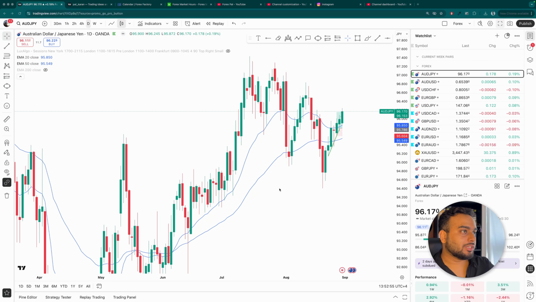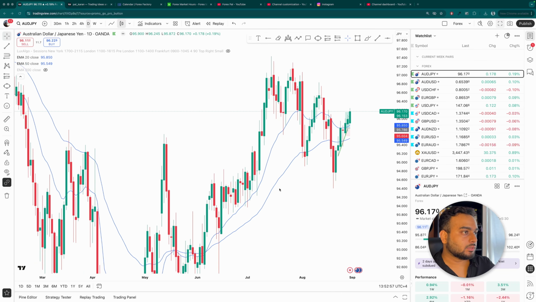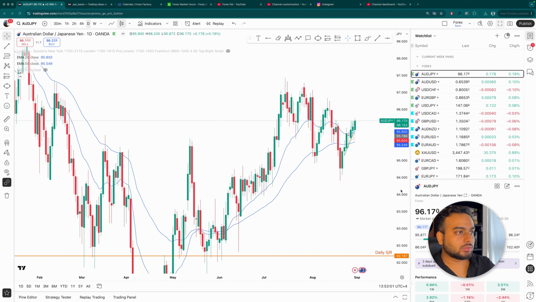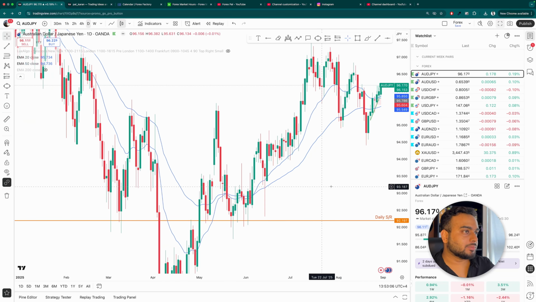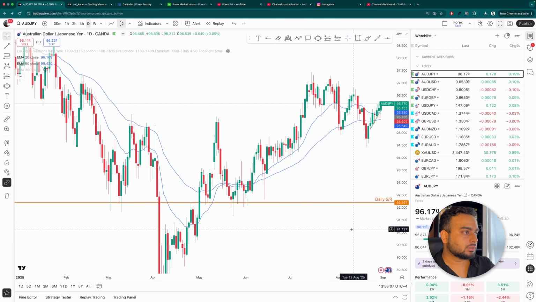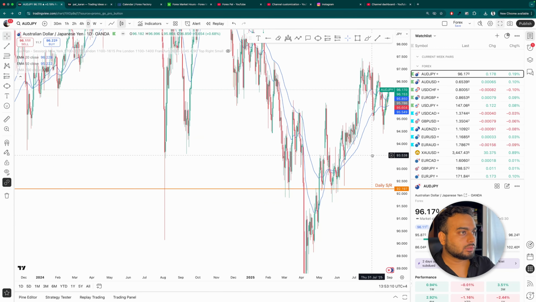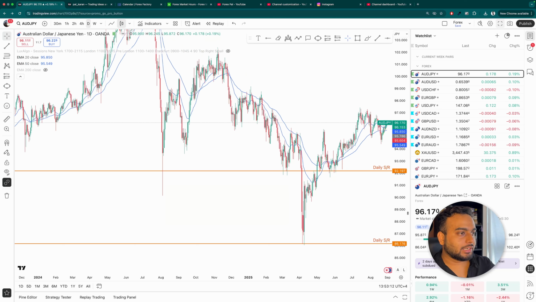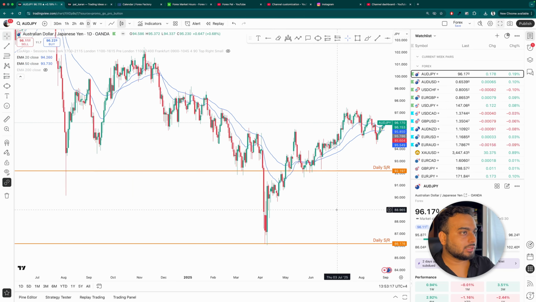Let's start with AUD JPY. So, the long term trend on AUD JPY seems bullish. Yeah, so it made a reversal right here and has been bullish since then.